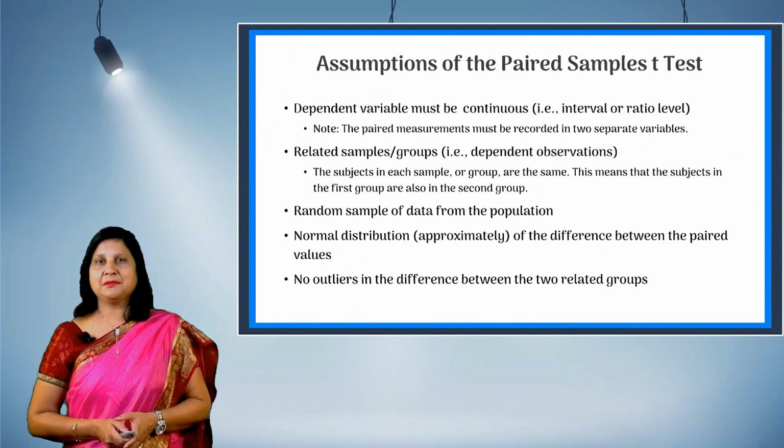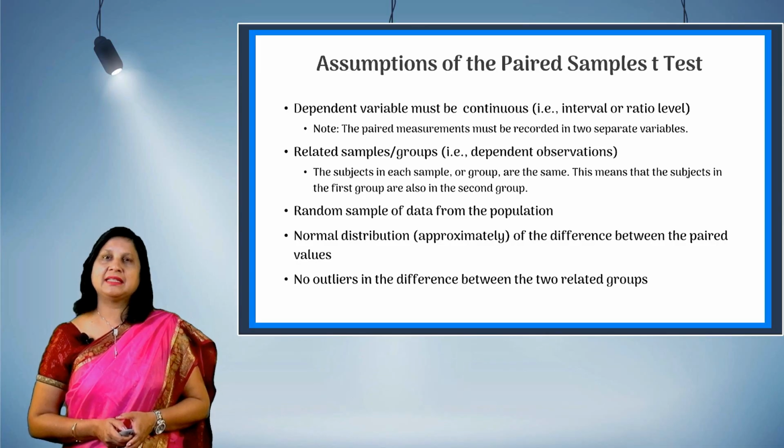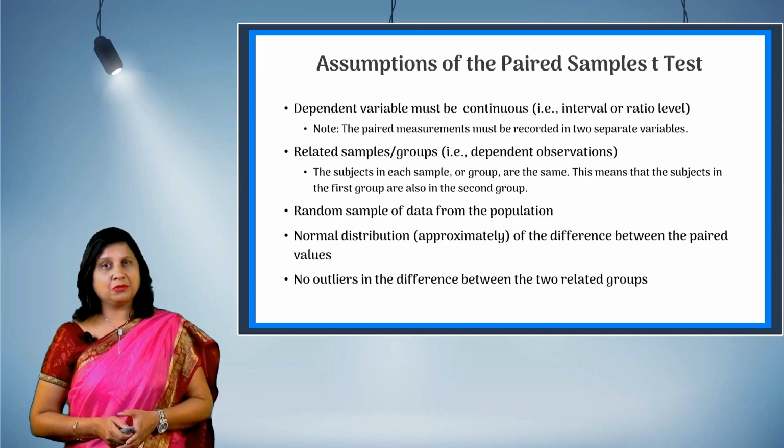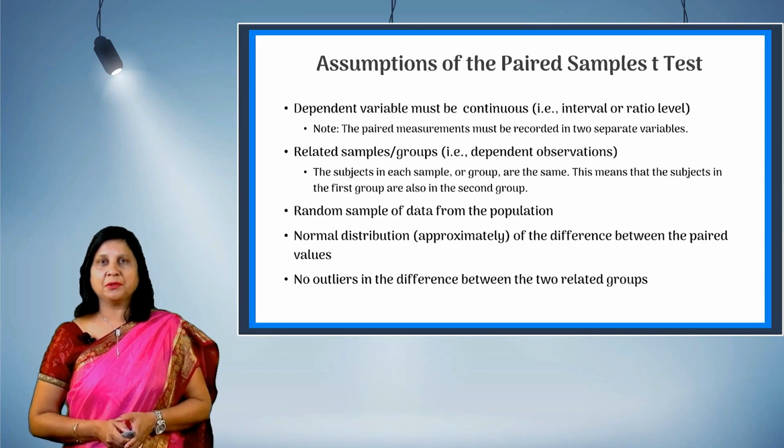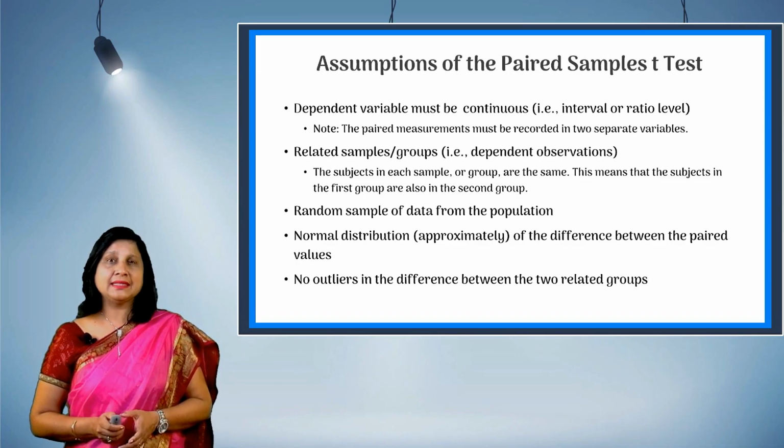Your data must meet the following requirements. First, a dependent variable that is continuous. That is, it should have been measured at interval or ratio level. Note, the paired measurements must be recorded in two separate variables. Related samples groups, that is dependent observations, the subjects in each sample or group are the same. This means that the subjects in the first group are also in the second group.